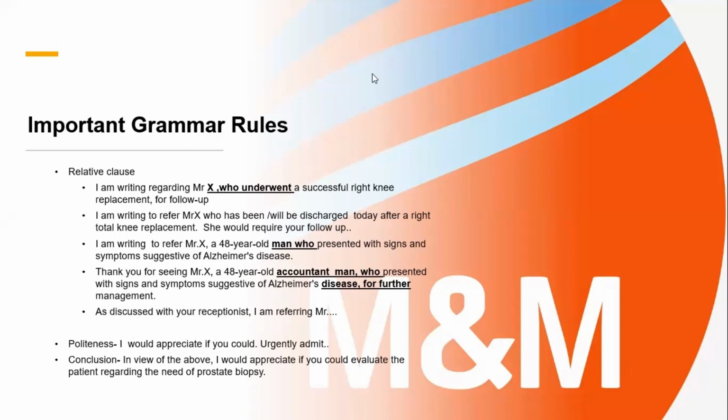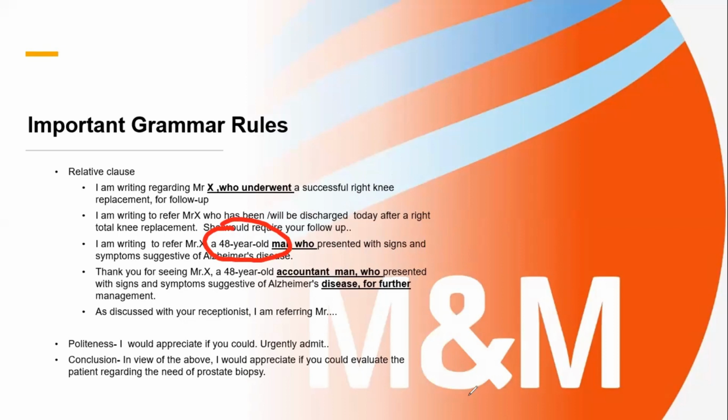So the thing that you have to learn in the grammar part, if you can see this clause, like 2-1, this one and this one. We can say this is a positive noun. What is the positive noun? It describes the quality of the noun. So we can use the age, the profession, the job title, or the family status as per the importance. So we can simply write, I'm writing to refer Mr. X, a 48-year-old man, who presented with signs and symptoms suggestive of Alzheimer's disease.